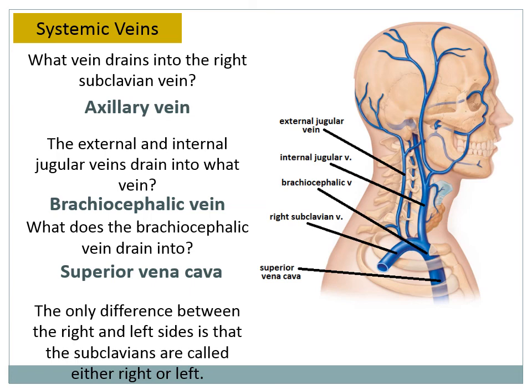When we look between your right and your left sides of the body, the only difference between the right and left sides of the body when it comes to veins is the fact that instead of it being called the right subclavian, it's called the left subclavian vein. Otherwise, it's a mirror image of each other.